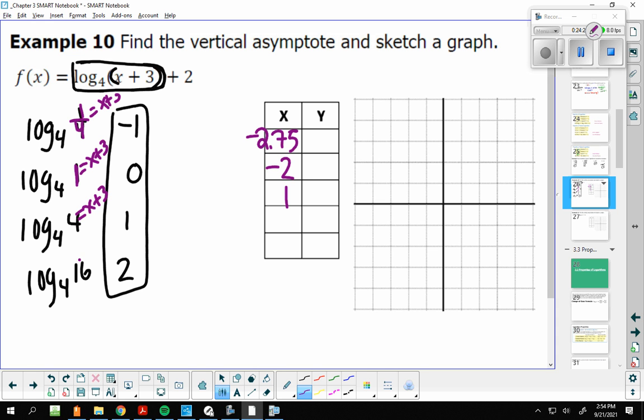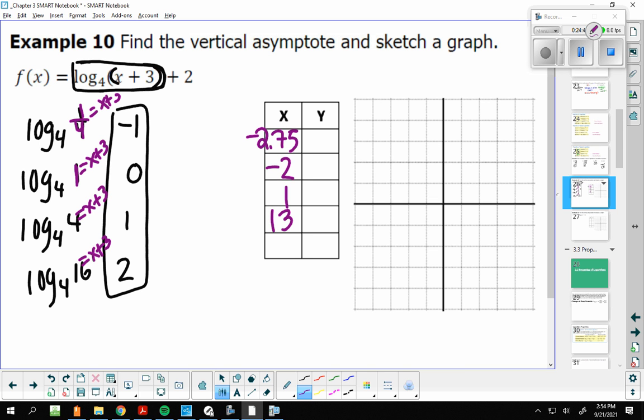And then one more time. So 16 minus 3 is 13. So again, if I plug in 13 here for x, I get 13 plus 3, which is 16. And then I ask myself, 4 to what power gives me an argument of 16? That would be the second power.